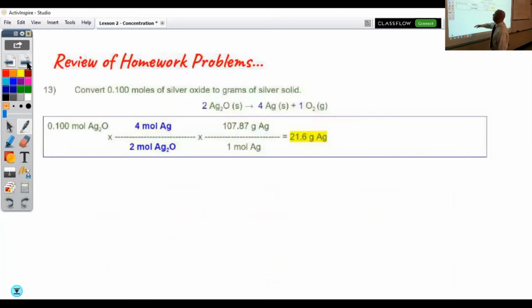And finally, with our last problem, we have to convert from moles to grams, so a 2-step problem. Because we're starting off in moles, we start off with our mole to mole conversion. We convert that to grams to get our final answer.